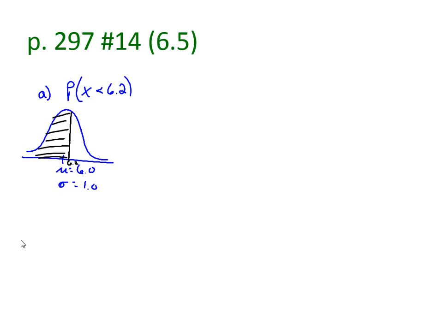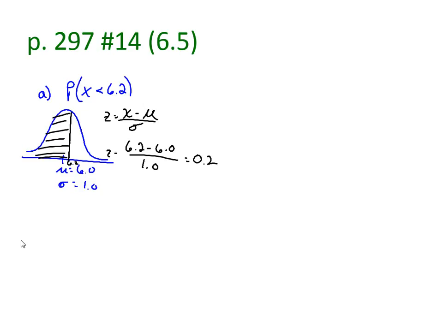What did we do back in section 3? Okay, we need to convert it to the standard normal, and so we used our z-score, which is x minus the mean over sigma, and that is on your little reference sheet that you can use to get that into your standard score. So in this case, what is 6.2 minus 6 divided by 1? So we get a z-score of 0.2.